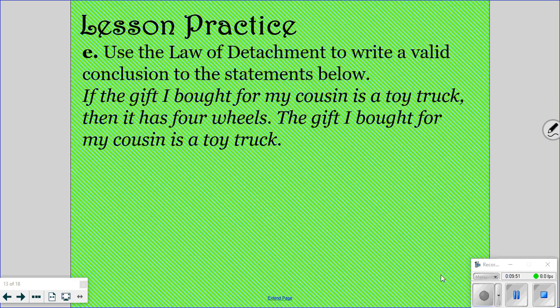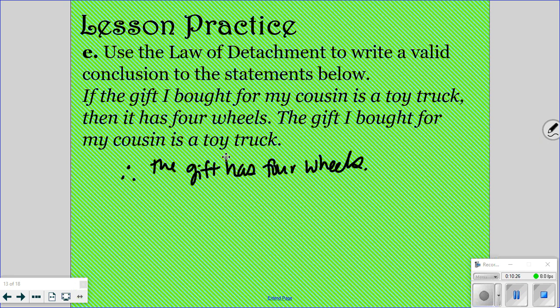Okay, so let's look at this one. Use the law of detachment to write a valid conclusion. If the gift I bought for my cousin is a toy truck, then it has 4 wheels. The gift I bought for my cousin is a toy truck. So y'all make a conclusion. Pause the video real quick. So therefore, the gift has 4 wheels. That's the conclusion you would make.